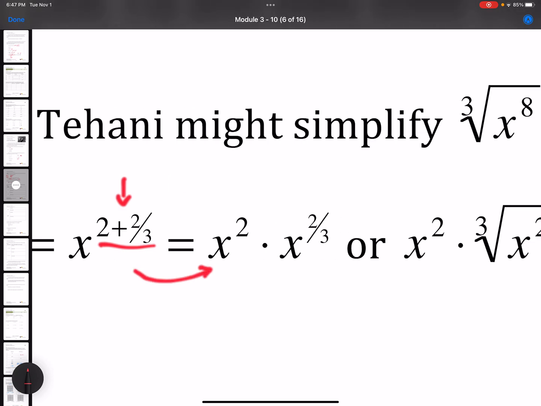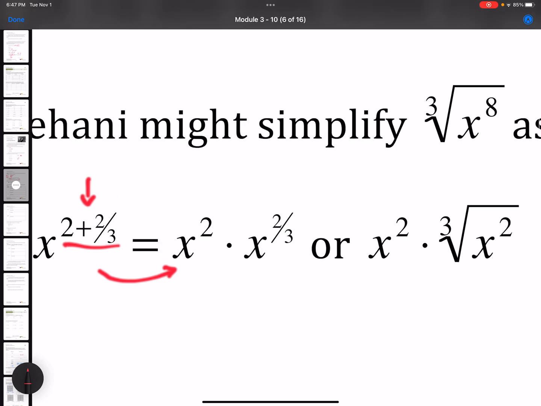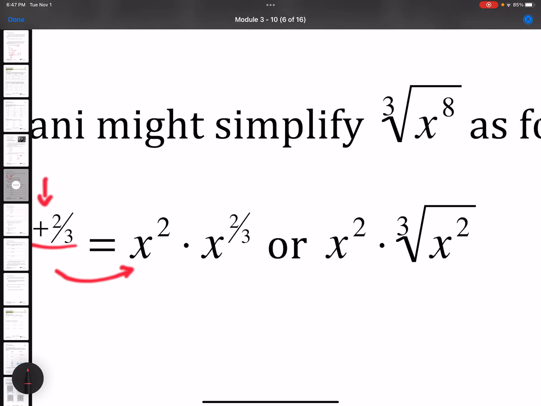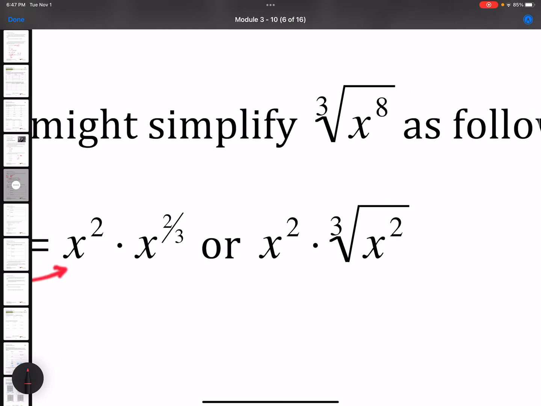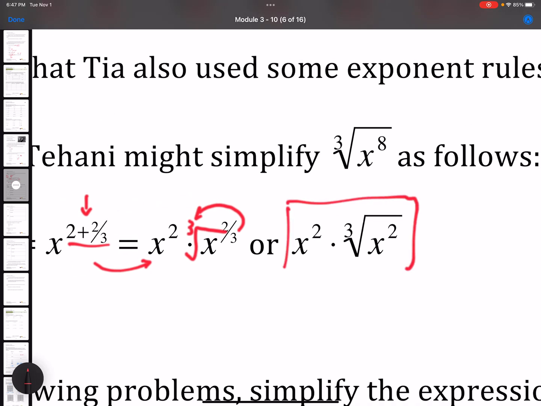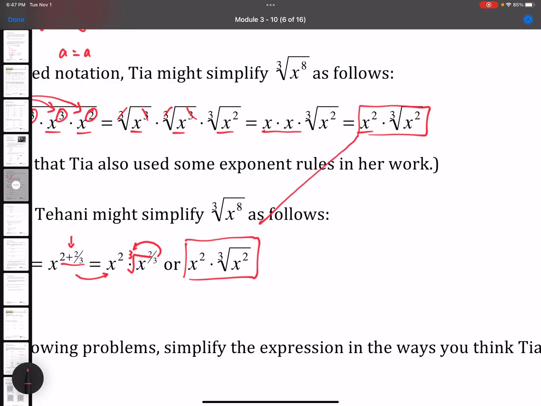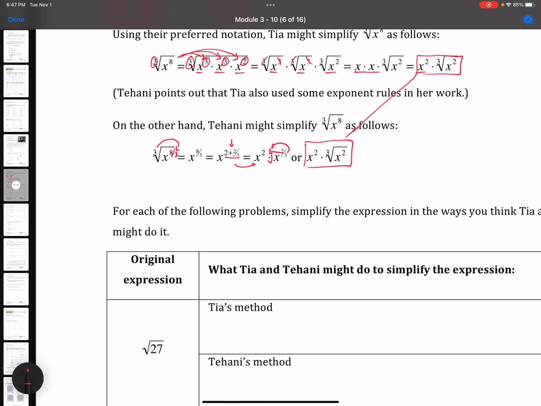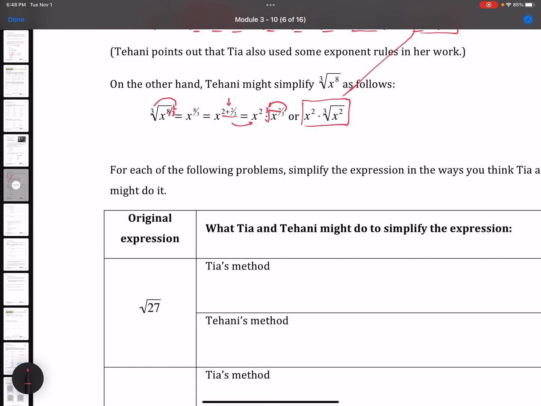Knowing that when you have exponents added together, you can separate it out in terms of a multiplication statement, x to the 2 plus 2/3 is the same thing as x squared times x to the 2/3 power. So 8/3 became 2 2/3. And then she brought this back outside of the radical. The denominator of the fraction comes outside of a radical, and we have x squared times the cubed root of x squared. So this is the final answer. We should note they both came up with the same final answer, even though they used different approaches. So we are going to do the same thing with a couple of our own expressions.